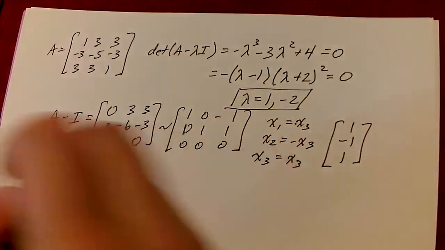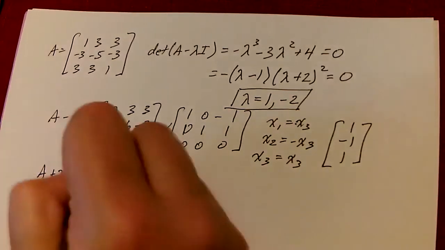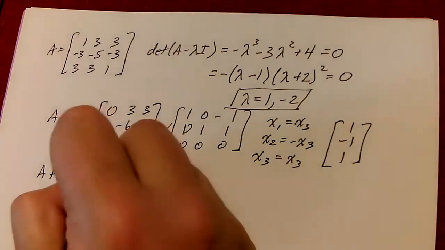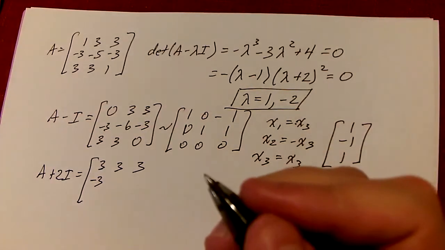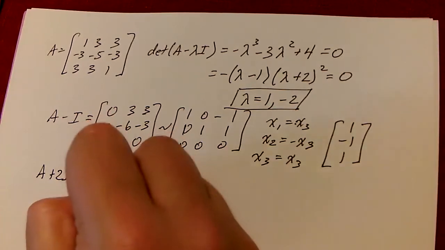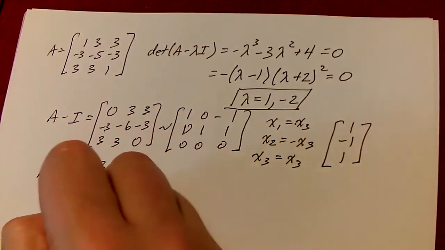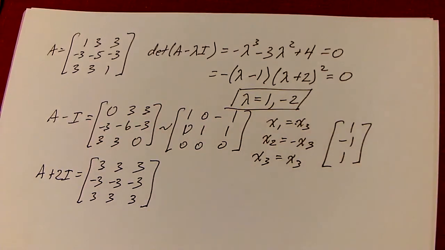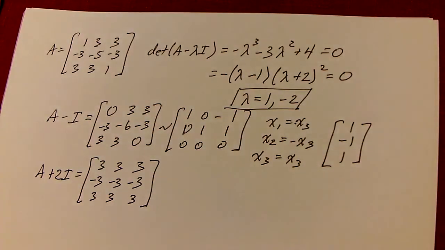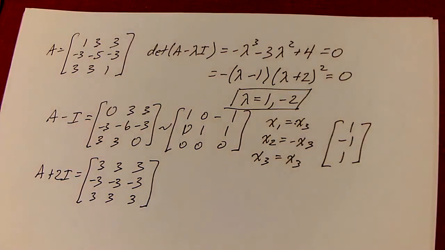Okay, so we're going to go to A plus 2i now. Okay, A plus 2i, I'm going to get 3, 3, 3, -3. -5 plus 3 is -3. -3, and 3, 3, 1 plus 2 is 3. Okay, so that's clearly a dependent relationship. Okay, that's very evident very quickly.